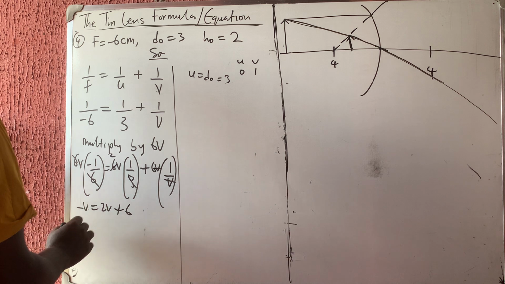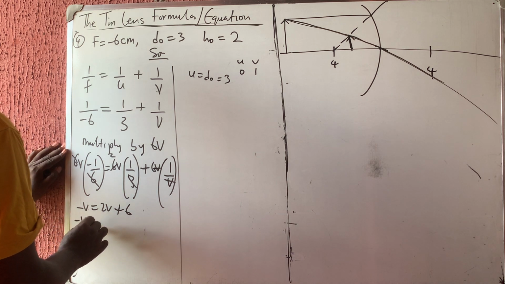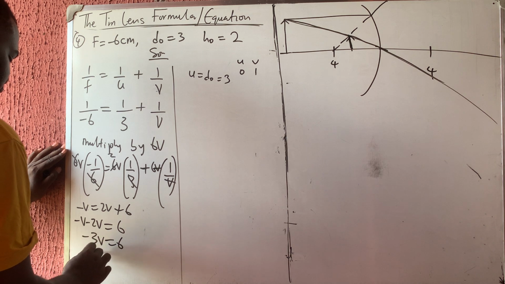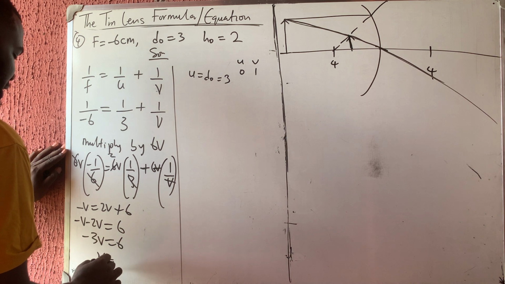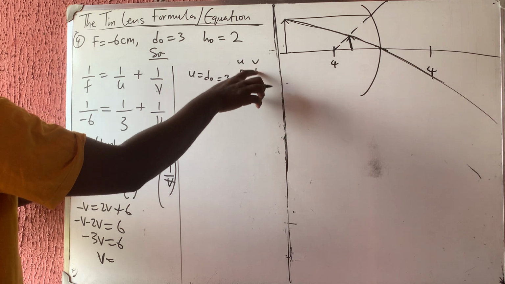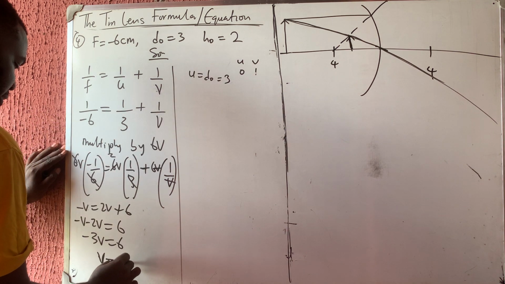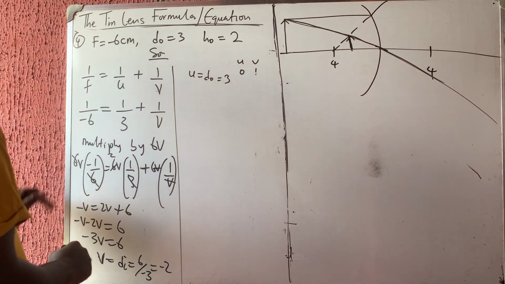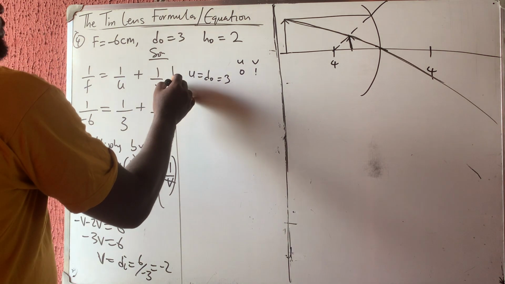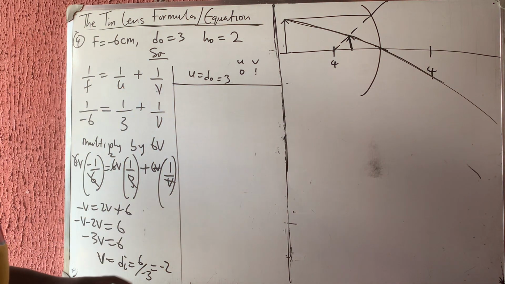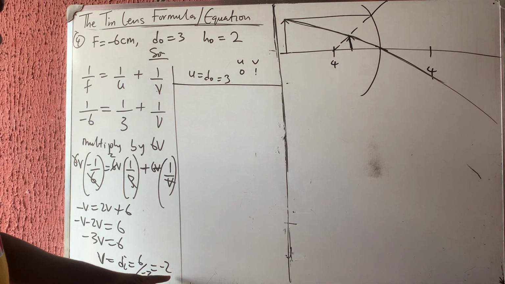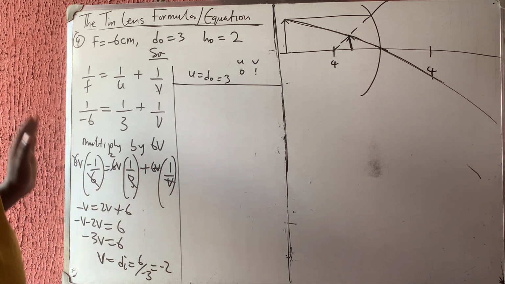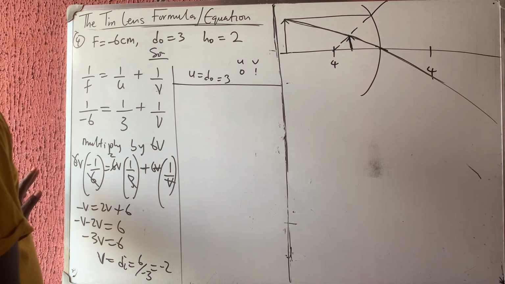So what do we do? Minus v minus 2v is equal to 6. So minus 3v is equal to 6. Then my v, I hope you know that v is the same thing as di. So di is equal to what? 6 divided by minus 3, which is minus 2. Okay? Now, what does it mean? The distance di is minus 2. Minus 2 shows that it is formed at the left. The distance of the image is equally at the left. That's one thing we have noticed.